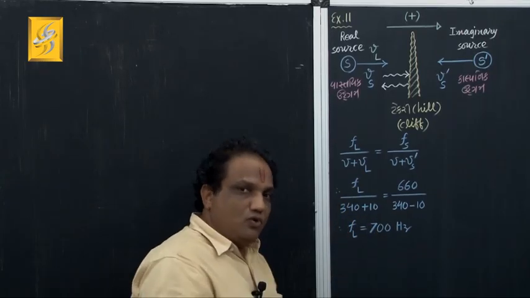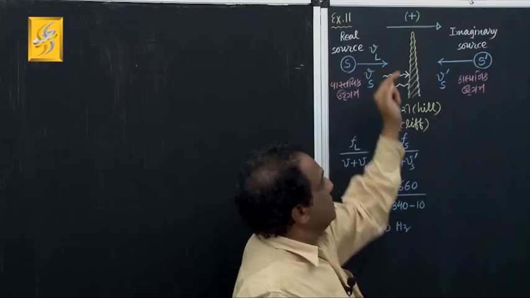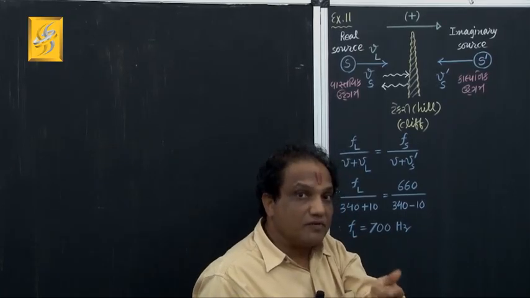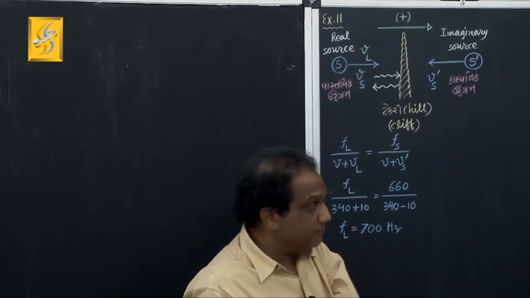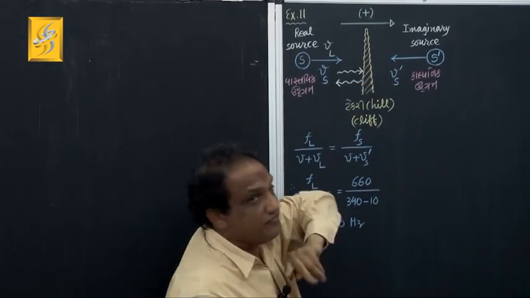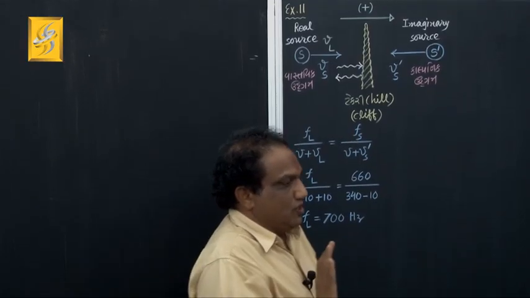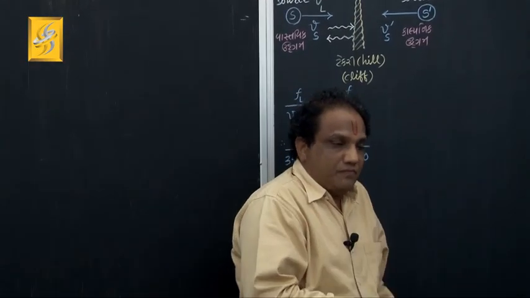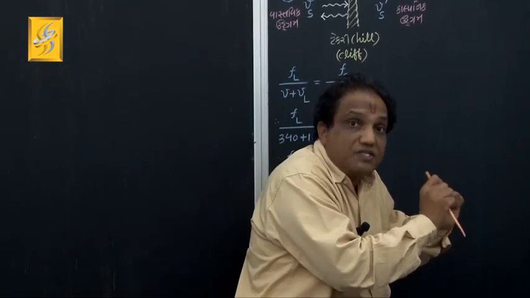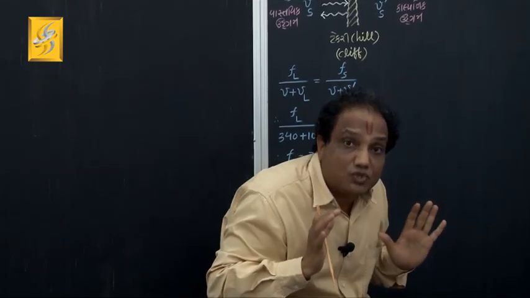Correct? Then you may have a question: why are we taking this velocity opposite to this? The reason is this. As time passes on, what will happen? This engine will go closer and closer to this cliff, this hill. When it goes closer and closer to the hill, the consecutively generated sound waves will have to travel a lesser and lesser distance, while being incident and also while getting reflected, correct?